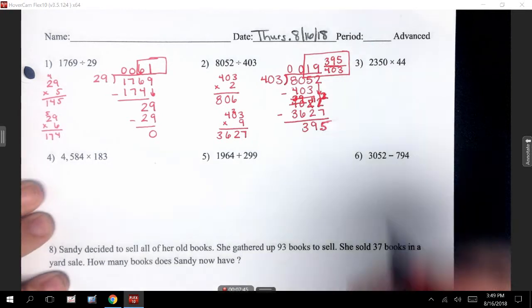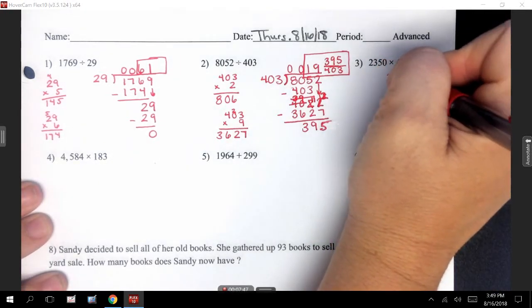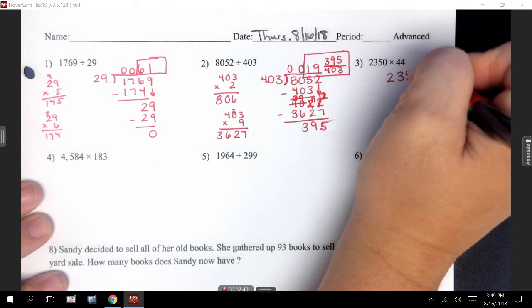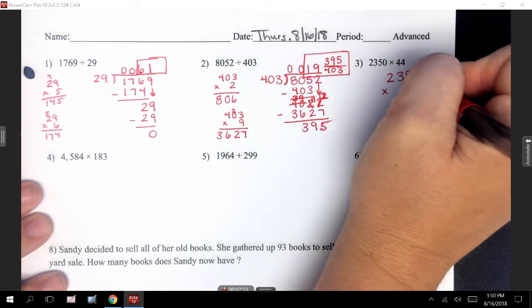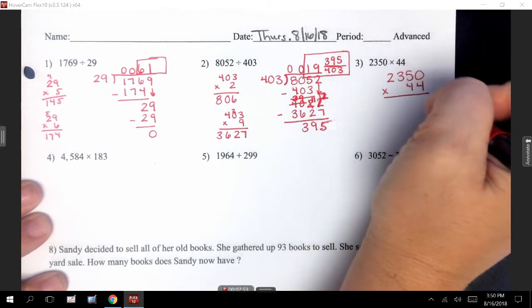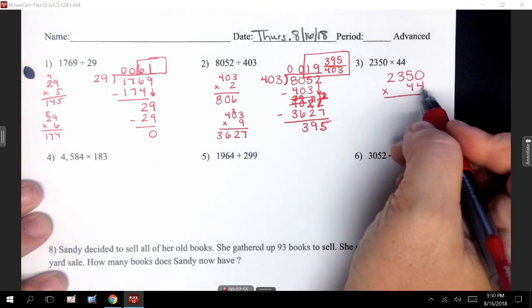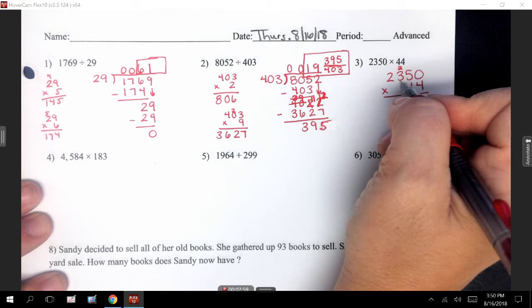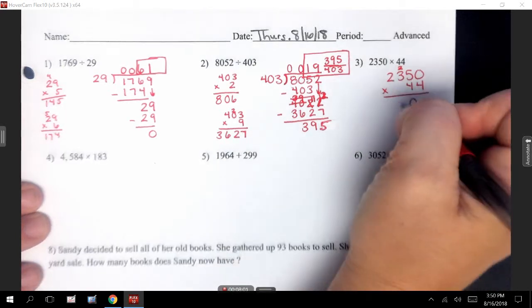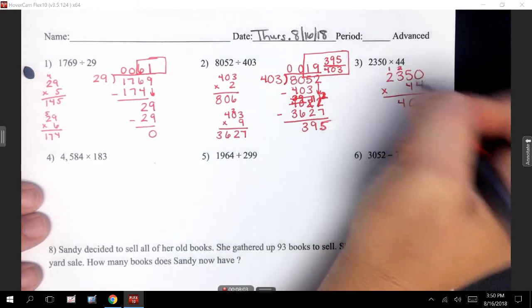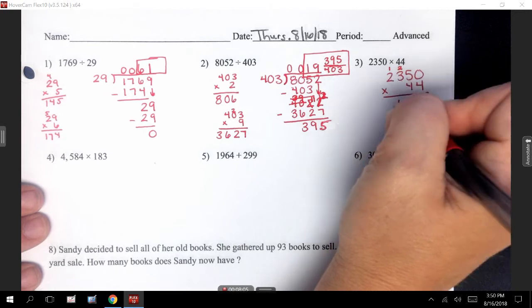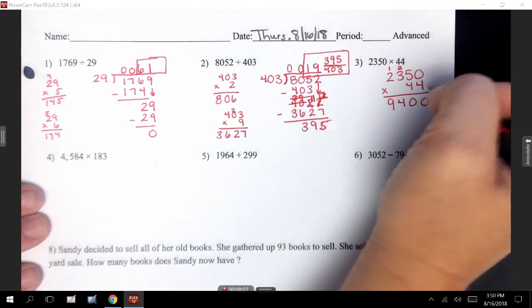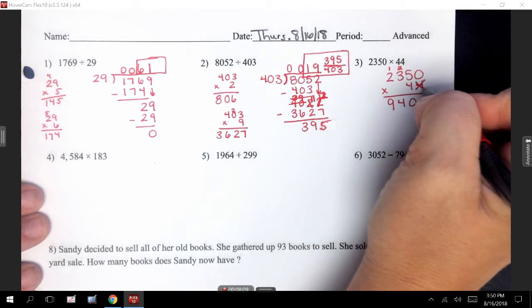Okay, let's look at the next one. All right, we have 2,350 times 44. All right, 4 times 0 is 0. 4 times 5 is 20. I'm going to carry the 2. 4 times 3 is 12. Plus 2 is 14. 4 times 2 is 8. Plus 1 is 9. All right, so we're done with this 4, so I'm going to X it out.